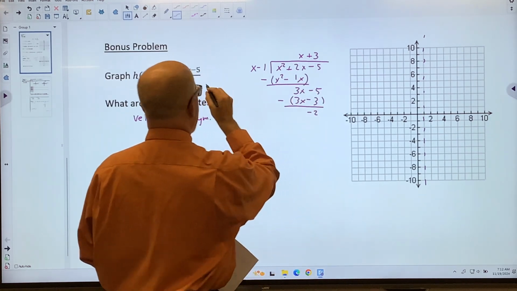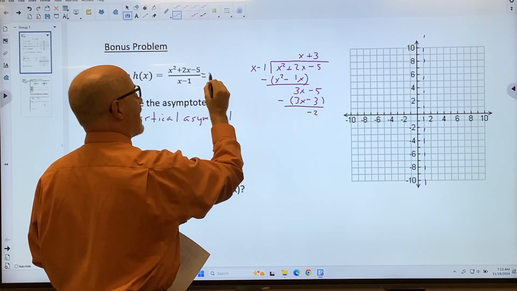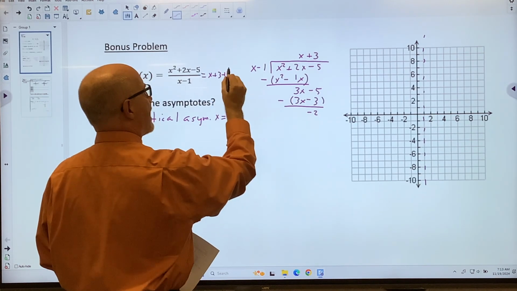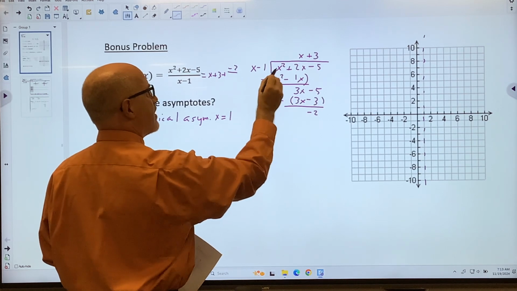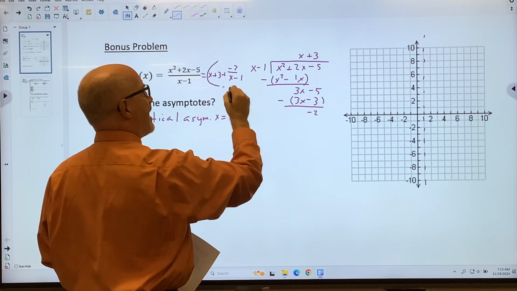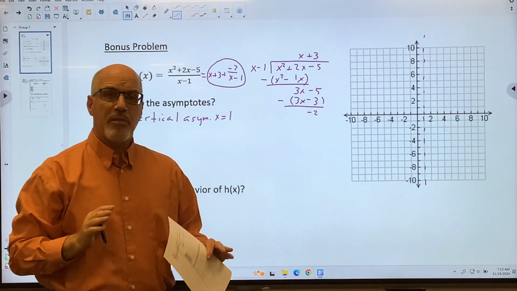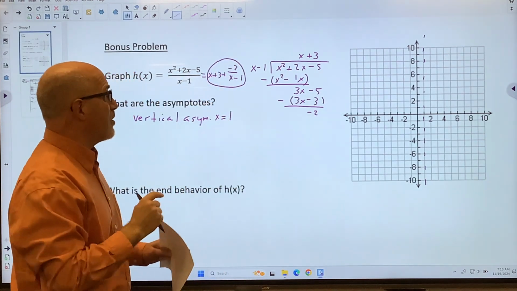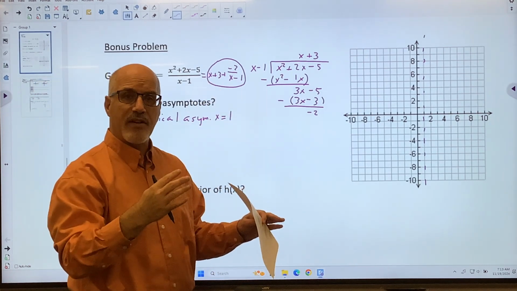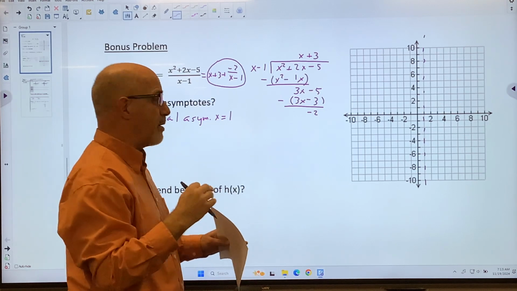So this expression here will equal, this is the same thing as x plus 3 plus the remainder, negative 2, over the divisor, x minus 1. This is the same value as this fraction here, but it's in a different form. And what it shows us is that this x plus 3 pops out now instead of a constant like we've done on the other horizontal asymptote problems we've done.